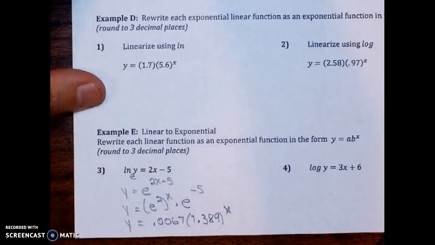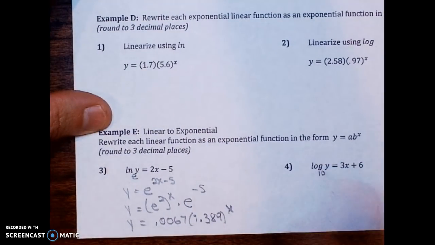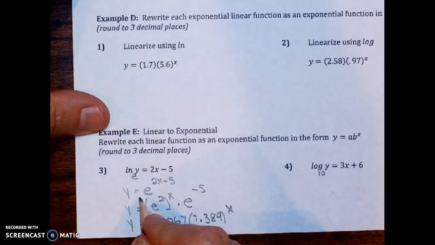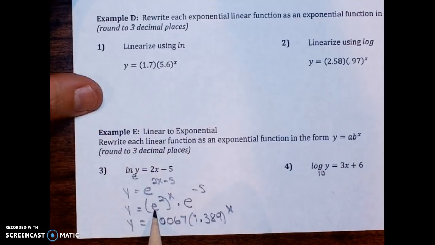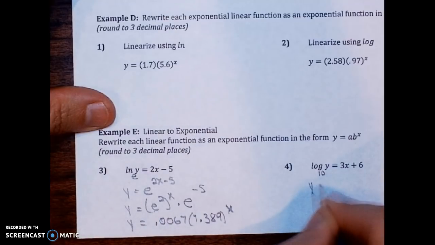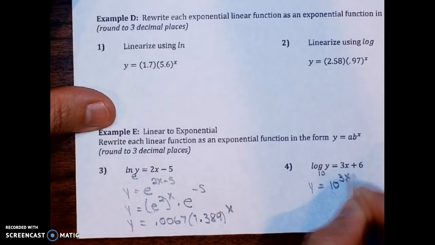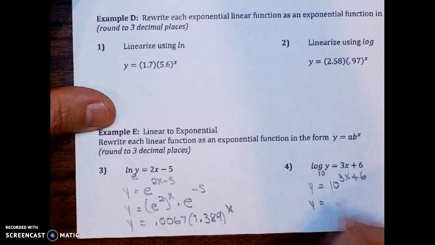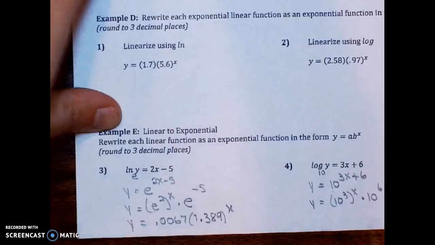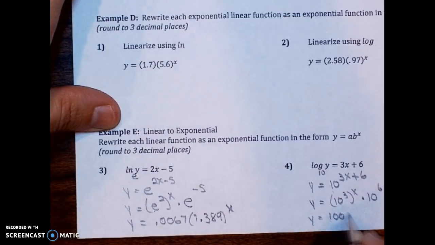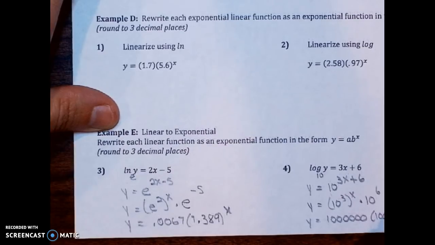Let's go look at number 4. Notice this one is actually a base 10. Same steps as we did here, only instead of being a base e, we have a base 10. This equation becomes y equals 10 to the 3x plus 6. We're going to rewrite this as 10 to the third raised to the x times 10 to the 6. Again, plugging in my calculator, 10 to the 6, 10 to the third. And I flipped it to an exponential equation.